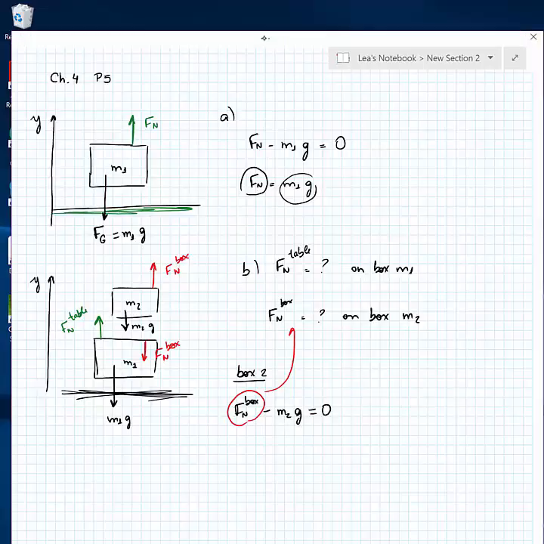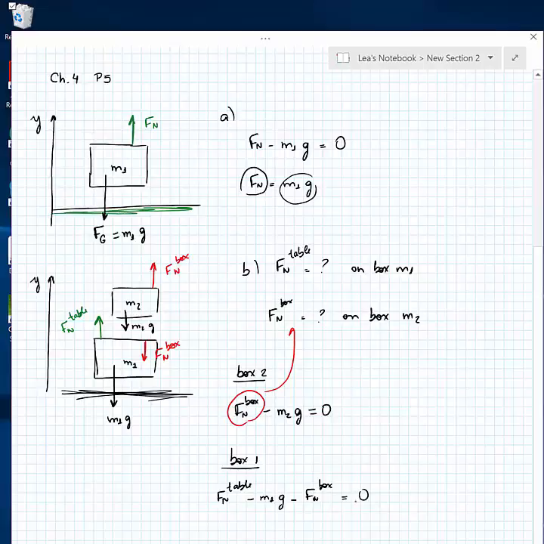Now let me write Newton's equation for box 1. What are the forces that we have? We have Fn caused by the table, the reaction from the table on box m1, pointing up, and the other forces are pointing down. So I have minus m1g, which is the weight of this box, and I also have minus Fn box, which is the force caused by box 2 on box 1. Box 1 is completely at rest, so this is 0.